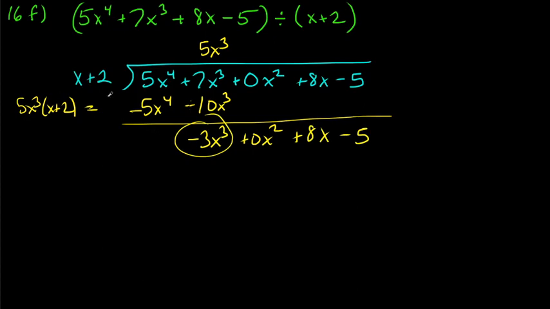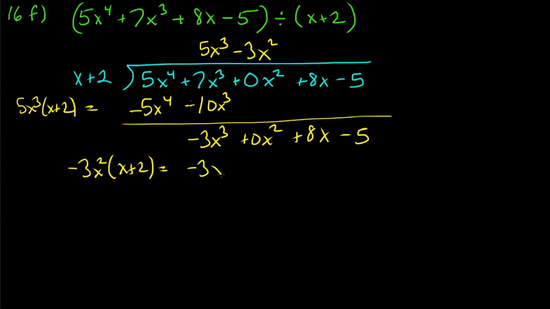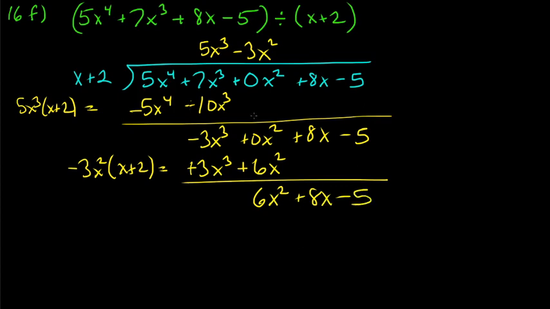Round 2, right? Negative 3x cubed divided by x is just negative 3x squared. Right? You're really just decreasing the exponent by 1 here, right? So multiply negative 3x squared times x plus 2. And we get negative 3x cubed minus 6x squared, right? So they're negative, change them both to positive, right? Flip the signs and add. So you're going to get 0x cubed, you're going to get 0x squared plus 6x squared is 6x squared, right? Plus 8x minus 5.